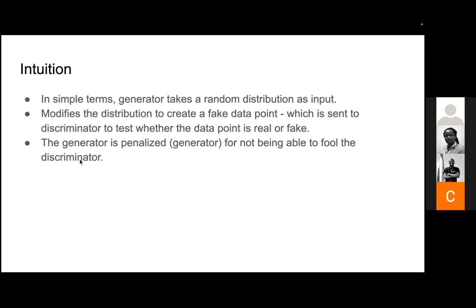So let's imagine that we are training a GAN now. The generator takes a random distribution and creates some fake data point, and it is sent to the discriminator. The discriminator has to classify whether the data point is real or fake. So that means the discriminator should be trained beforehand, right? Because it has to classify right now, but we are not doing it here. I'll explain that point also. The generator is penalized for not being able to fool the discriminator. If the discriminator finds this as a fake image, that will increase the loss of the generator. So to reduce the loss, the generator tries to create an image which the discriminator will not be able to identify.